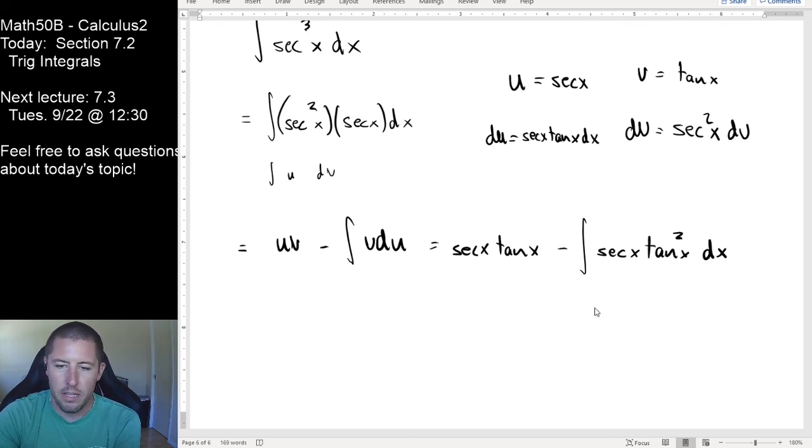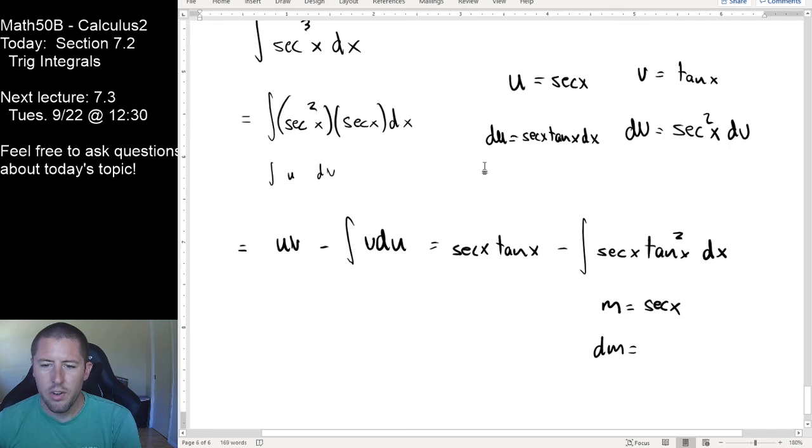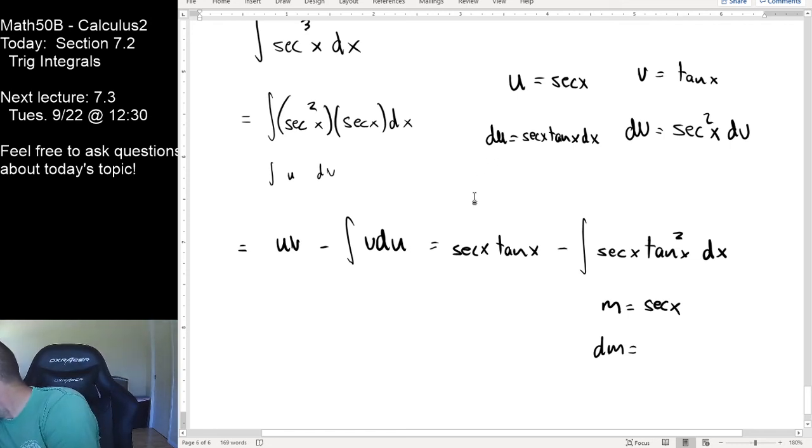I'm going to be responsible here and do an m sub since I've already used the letter u up here. So I'm going to select m to be secant of x, and then dm, the derivative of secant is, or wait a minute, am I doing this backwards? Wait, the derivative of tangent is secant squared, right?